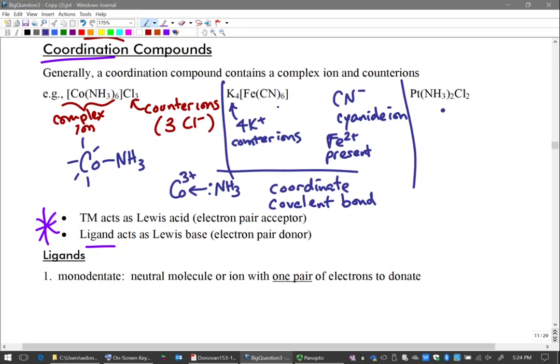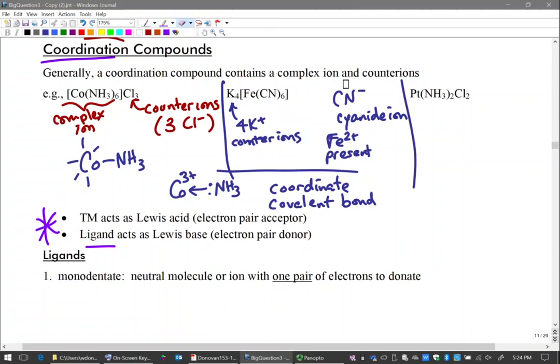Let's see, this would be a diamine dichloroplatinum 2. We have to name it that way. There's a whole hierarchy. You go alphabetically, and you got to say how many there are. It gets really annoying. So, okay, actually it would be bis. It would be bisamine. That's right. It can't be diamine. Diamine would be a different thing. Oh, lordy. Can't even keep track of it myself.